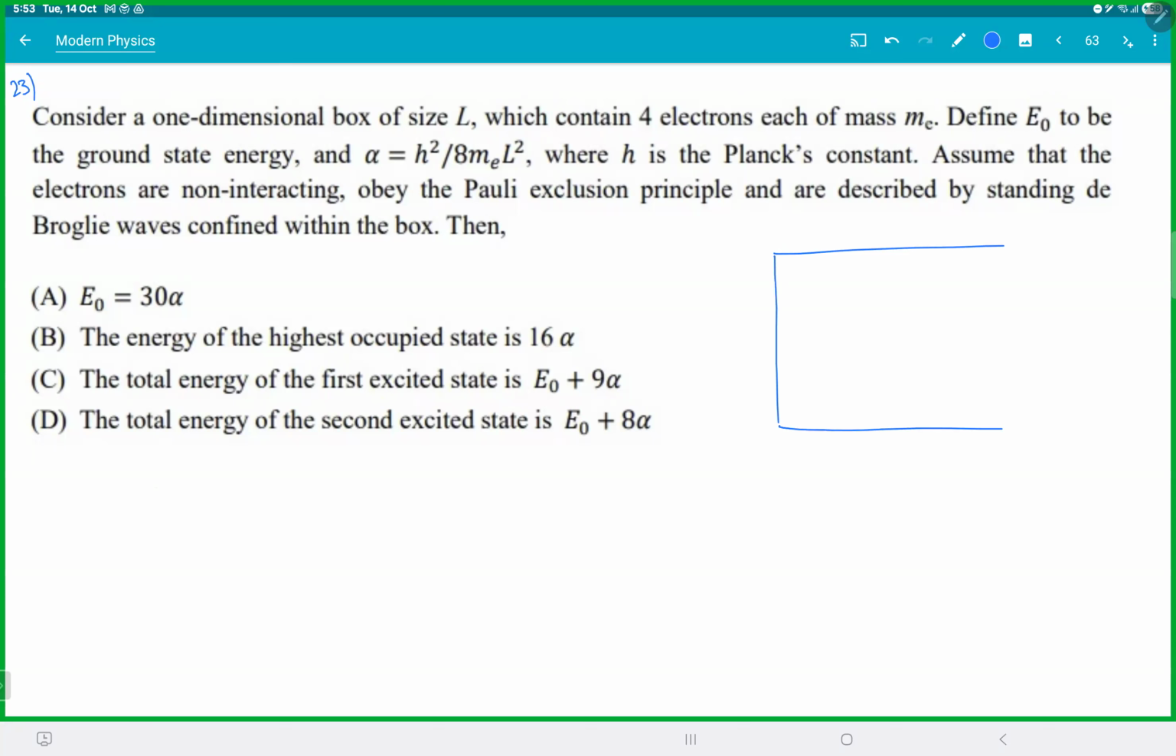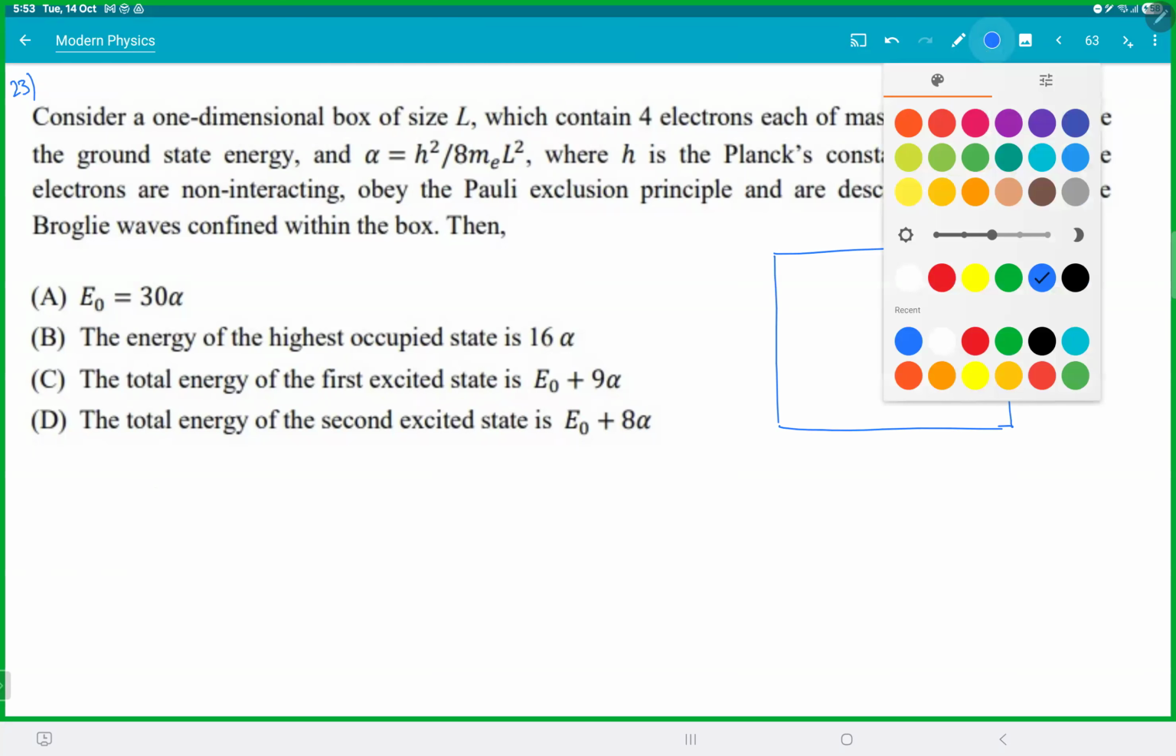So let's say we got a box of length L. So here there are 4 electrons, ground state. Assume that the electrons are non-interacting, obey Pauli exclusion principle, and are described by standing de Broglie waves confined within the box. I have no idea what they're talking about. This is the word that hits me first.